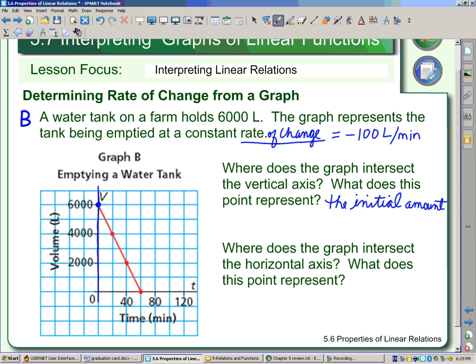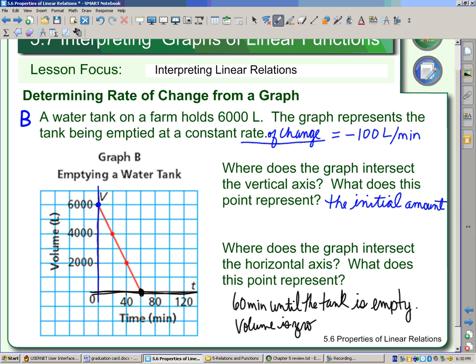Next question, where does the graph intersect on the horizontal axis? So here's my horizontal axis, and it's intersecting at this point, at 60. What does this point mean? It's in minutes, so 60 minutes. Until when? Until the tank is empty. So when the volume is 0. There's nothing left in our tank.